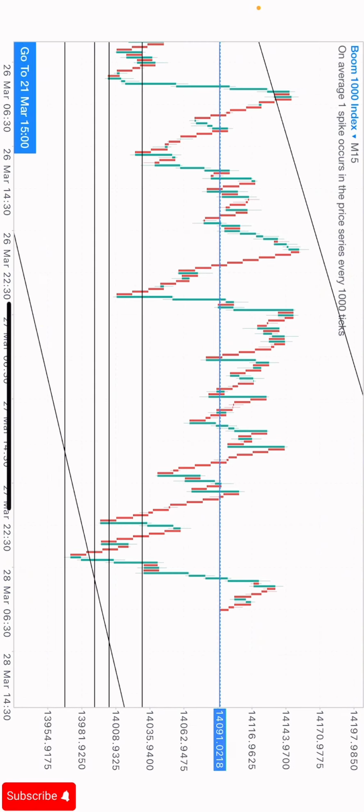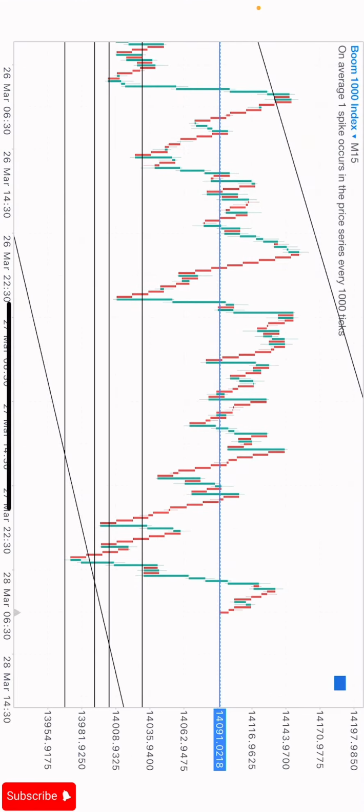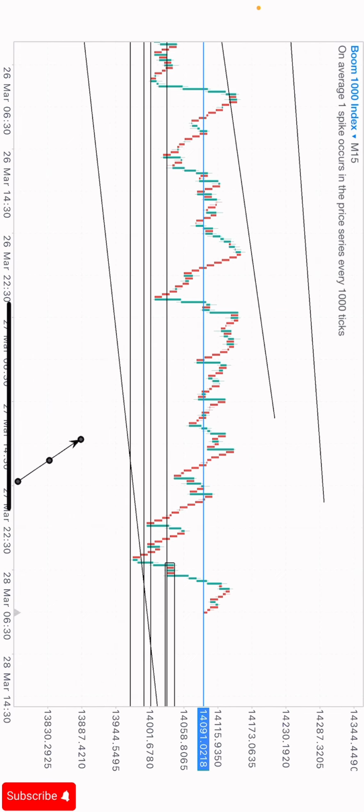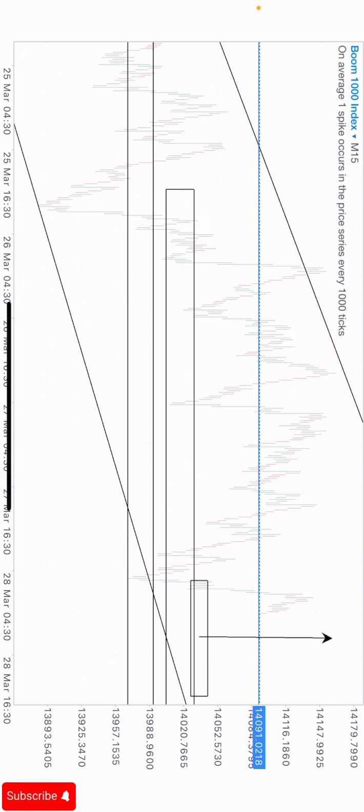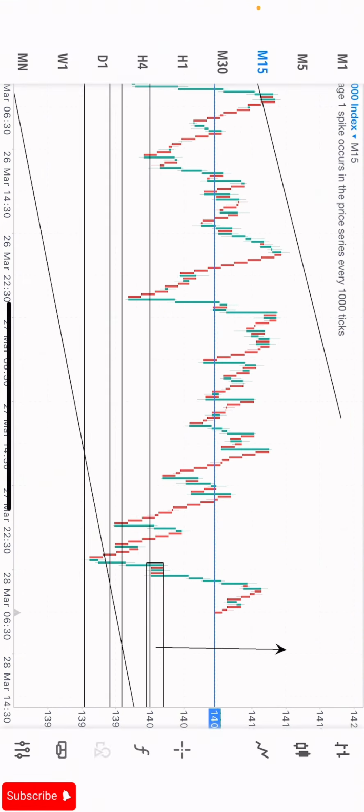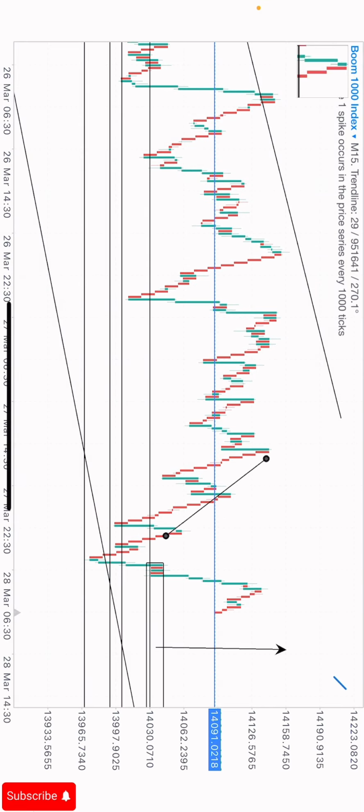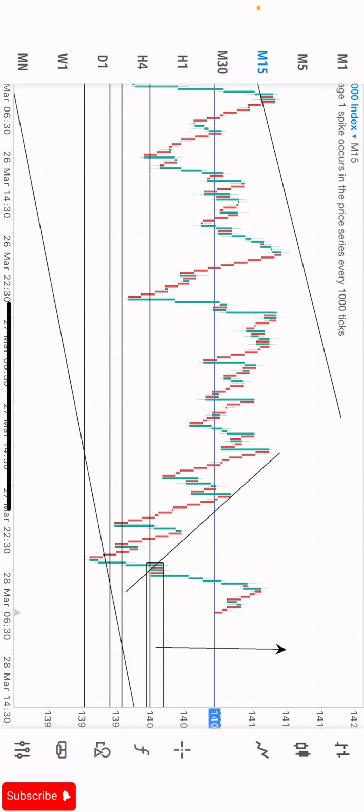So I'm waiting for a good approach to this zone, and we have a nice 15-minute time frame level here. I just patiently wait for price to sell to this point to buy this index again. So I'm still expecting more buys on Boom 1000 index. Once price gets to this zone, I would get my entries here.